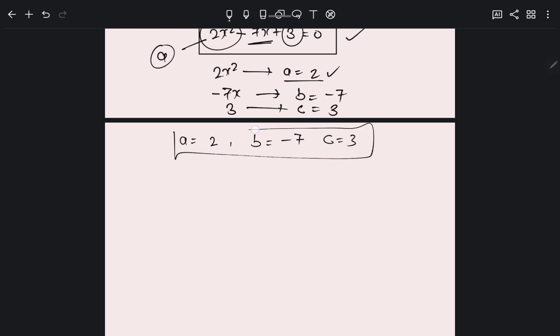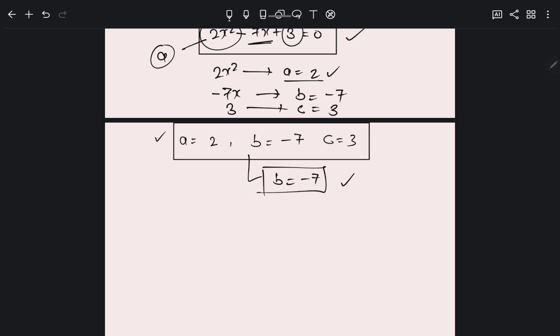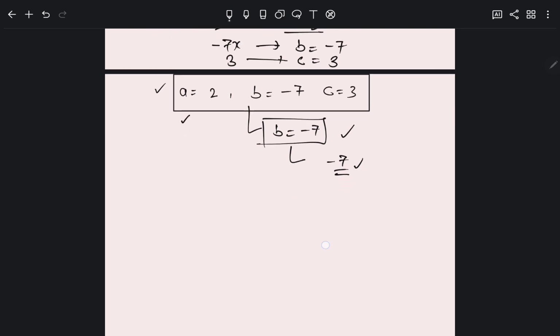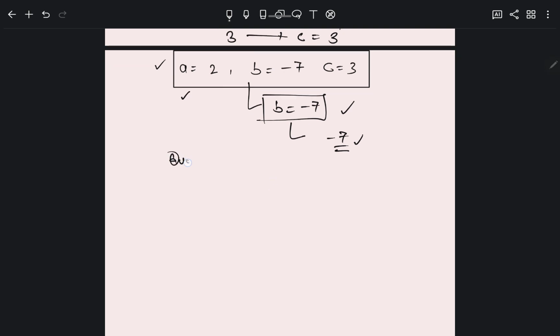Got it? You have to be careful with B, because B's value is negative. It's not just 7, it's minus 7. So you need to be careful. Now that we know the values of A, B and C, what is our next step? We have to use the quadratic formula. You need to remember it.